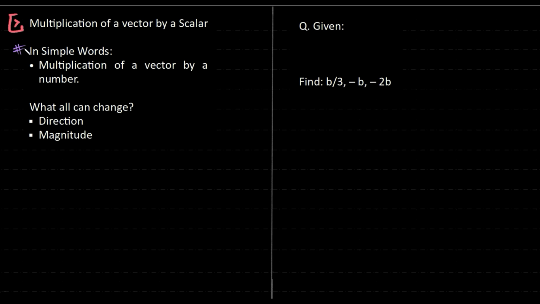We're looking at multiplication of a vector by a scalar. So basically, we are going to multiply with a number and see what happens. What can change is something that you need to understand initially. That is, both the direction and the magnitude can change.